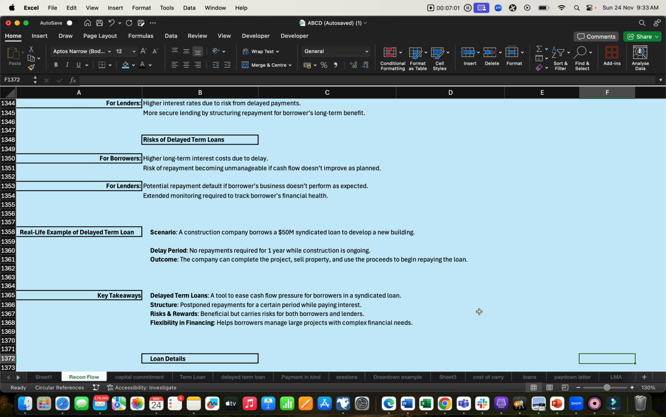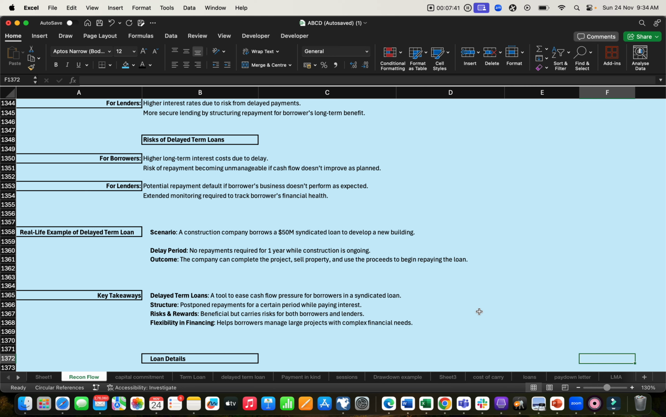So we'll see one example scenario where a construction company borrows 50 million syndicate loan to develop a new building. So here we take the example of a construction company that wants to build a new building. Delay period, no repayment required for 1 year while construction is ongoing. So lender and borrower agree that he does not have to repay, meaning no principal amount, interest or any paydown for 1 year, because they are doing the construction.